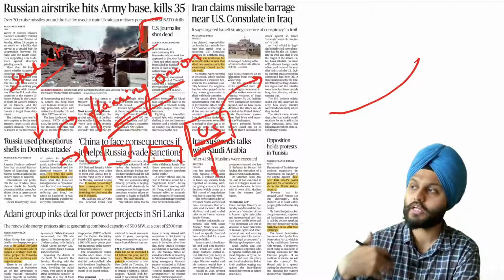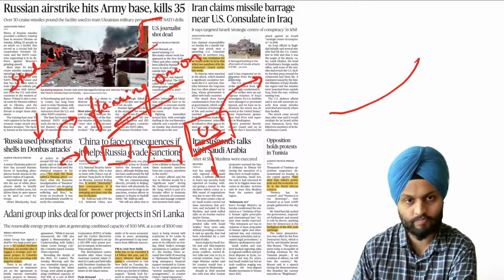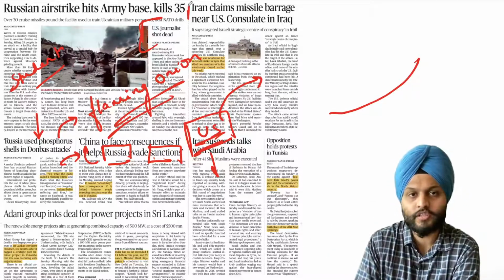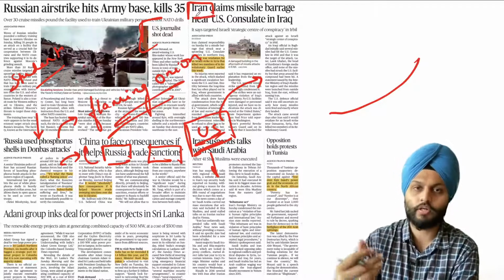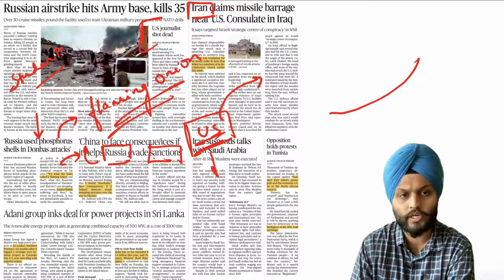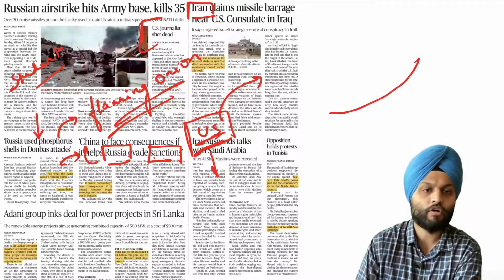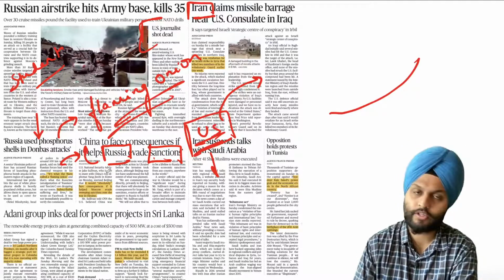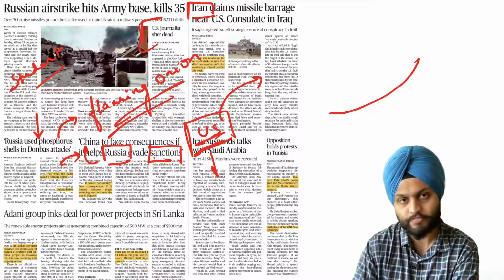India, whenever they seek exemptions from the USA, like in the case of Iran, where they wanted petroleum at a low price, or they wanted to invest in the Chabahar port project, or in the case of Russia, defense cooperation, etc.